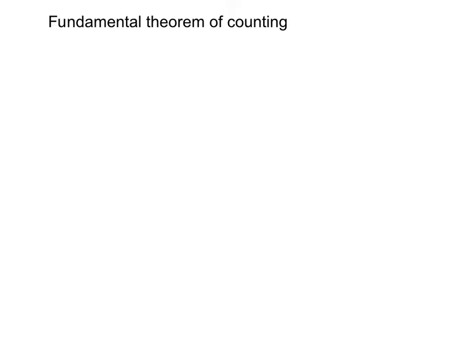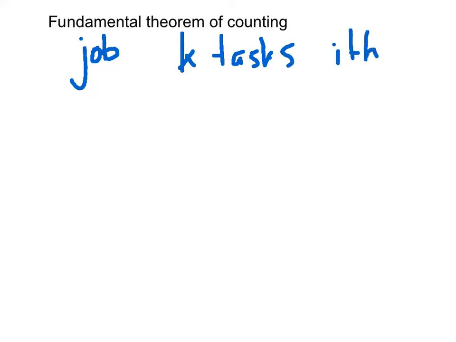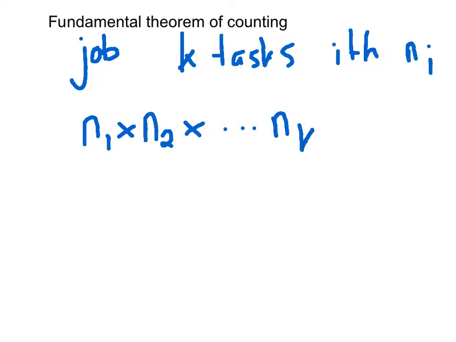The idea is, if we think about a job that consists of k tasks, and the ith task can be done in n sub i different ways, therefore the entire job can be done in n sub 1 multiplied by n sub 2 multiplied by all the way through to n sub k different ways. And they go on to give a proof, certainly for k equals 2, that this fundamental theorem is correct.